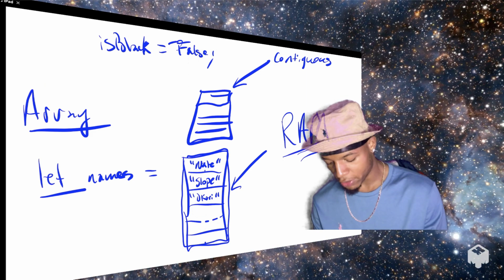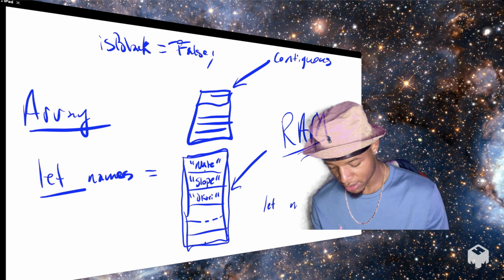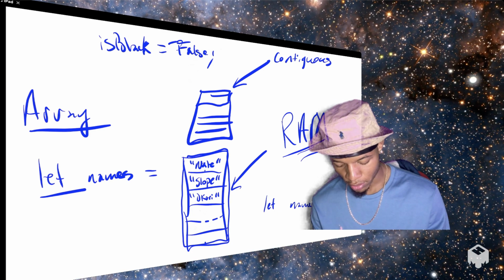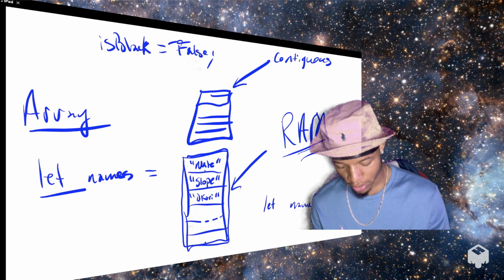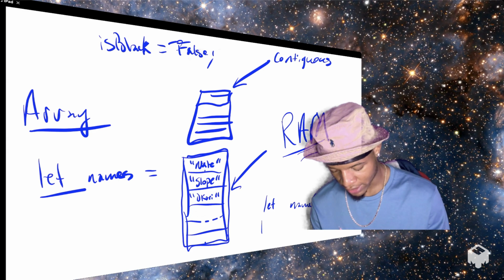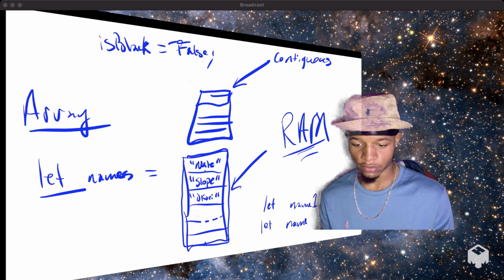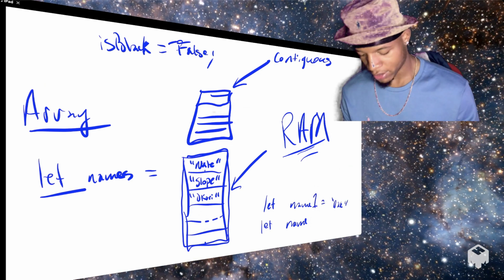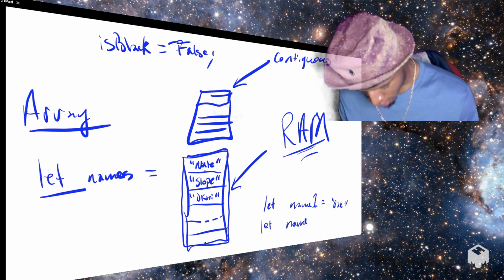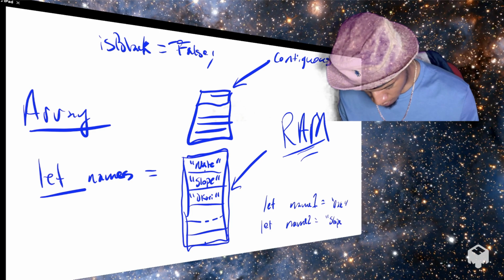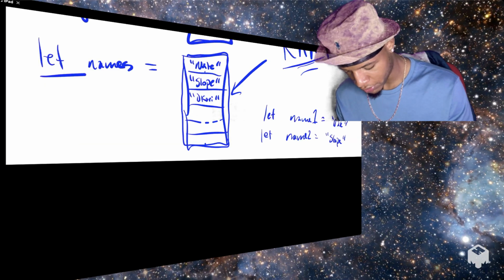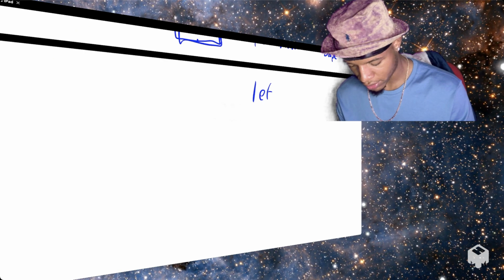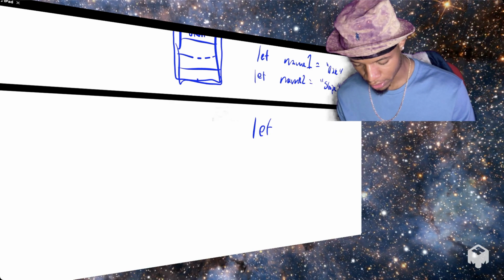And so I could have had a variable where it was like let name1 equal Nate, like that. Let name2 equal Slope, and then let name3 equal Dakari.